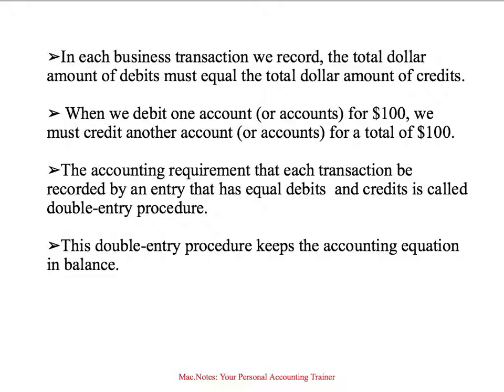Now, for each transaction that we record, the total dollar amount of debits must equal the total dollar amount of credits. Each transaction is recorded by an entry such that there are equal debits and equal credits, and this is called the double entry accounting system, and this ensures that the accounting equation remains in balance.